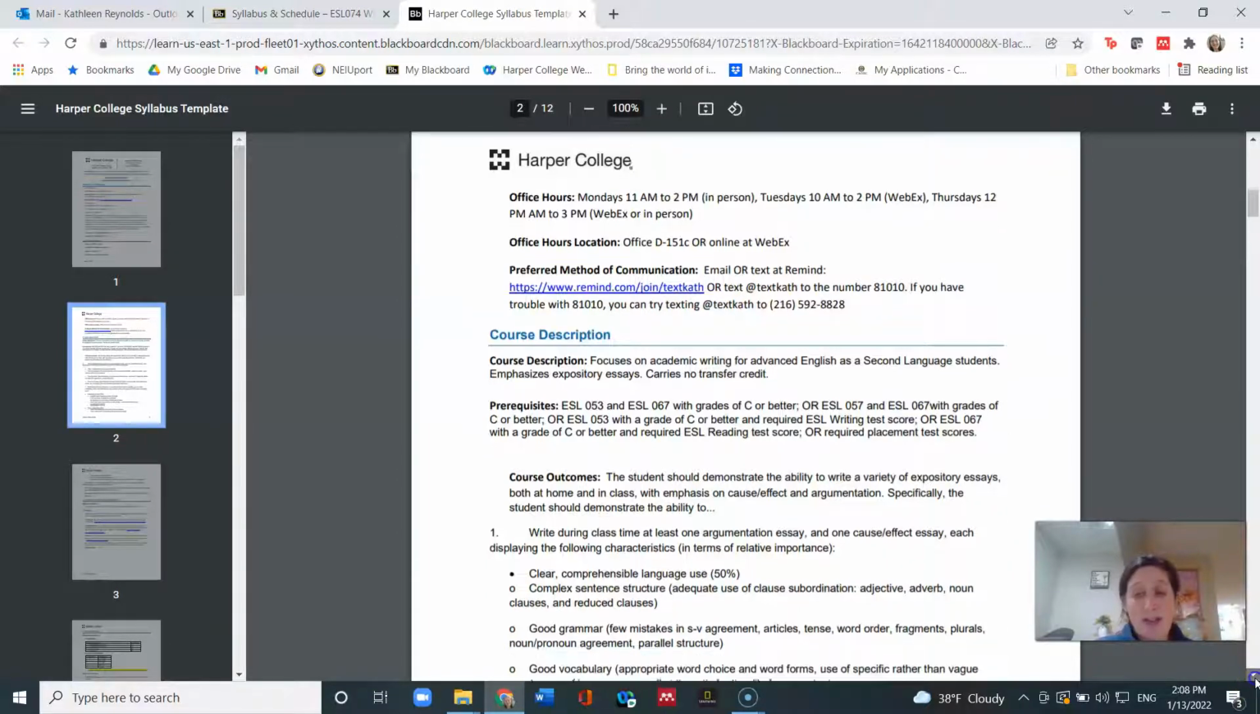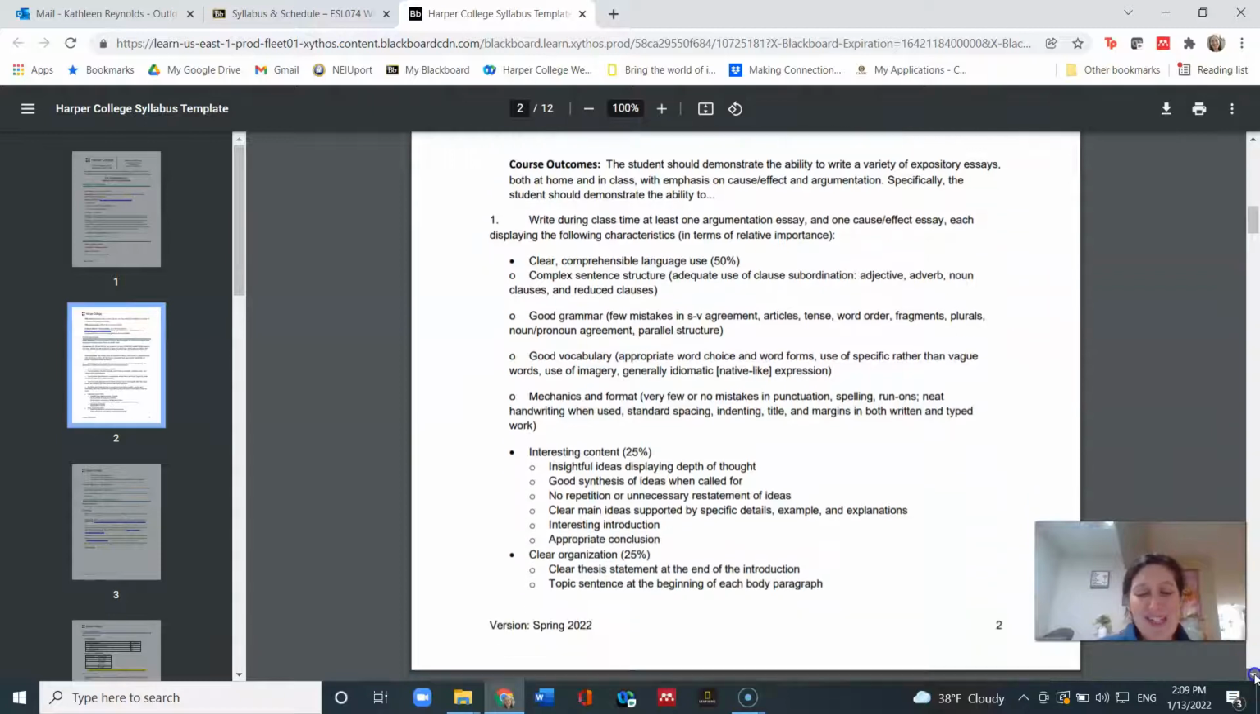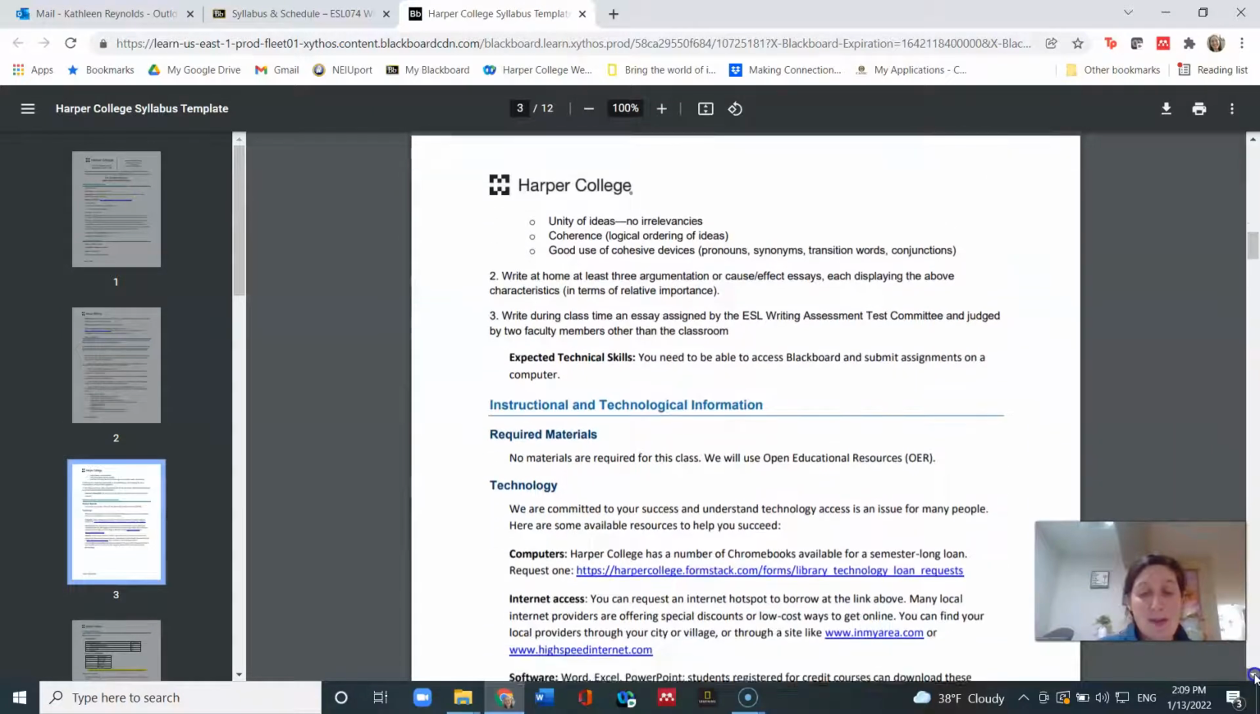So some information about our class, Writing 5. It's the transition level for English 101. That means if you pass this class, then you're able to go to English 101, as long as you've completed your Reading 5 or reading requirement for the campus. So in this class, we will be working on writing cause, effect, and argumentation essays, with clear, comprehensible language use. That means sentence structure, grammar, vocabulary, and mechanics, interesting content, and good clear organization.